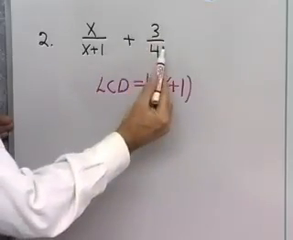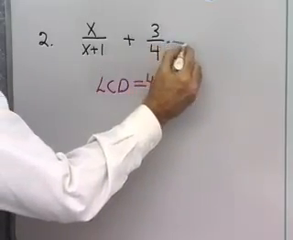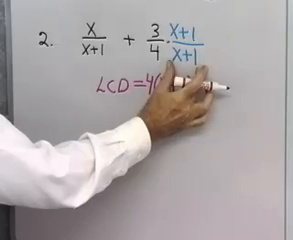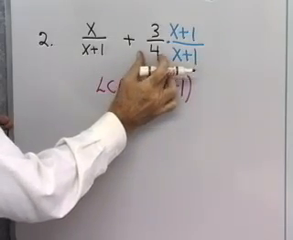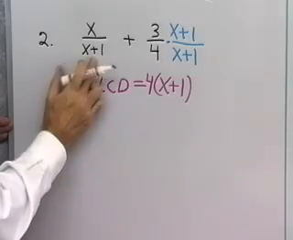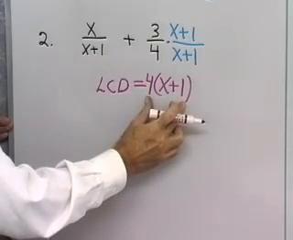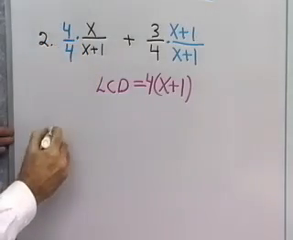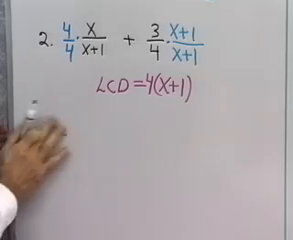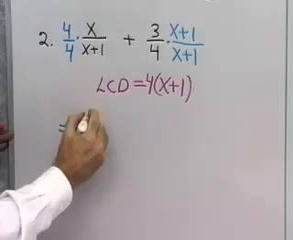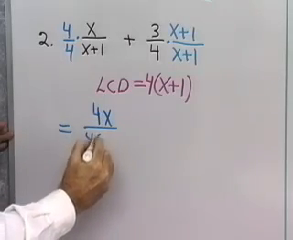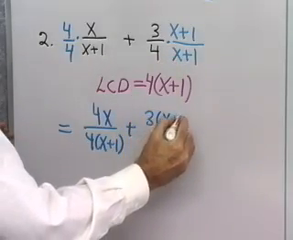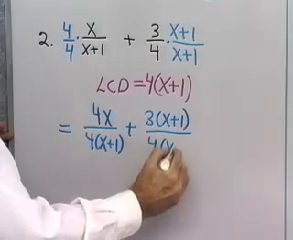Now to change this fraction to a fraction with this denominator, I multiply by the number 1 in the form x plus 1 over x plus 1. So multiplying by this won't change the value of this fraction right here, but it will give it this least common denominator. This fraction here has a denominator of x plus 1. I want it to have 4 times x plus 1, so I multiply it by 4 over 4. Now, here's the result of doing this. This becomes the fraction 4x over 4 times x plus 1, and this becomes the fraction 3 times the quantity x plus 1 over 4 times x plus 1.